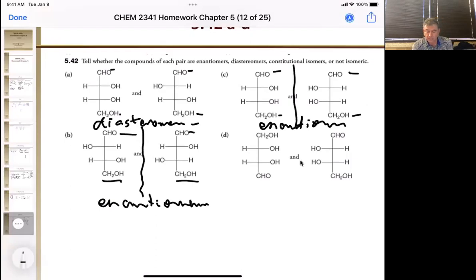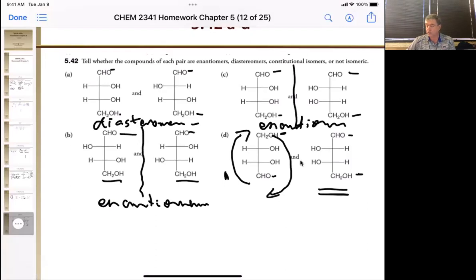Okay, now we have the same groups, but they're on opposite sides. And we have all the same groups. But if we redraw this, we rotate this 180 degrees this way and this way, those OHs are going to end up on this side, and therefore it's going to be the exact same compound. So they are the same compound.